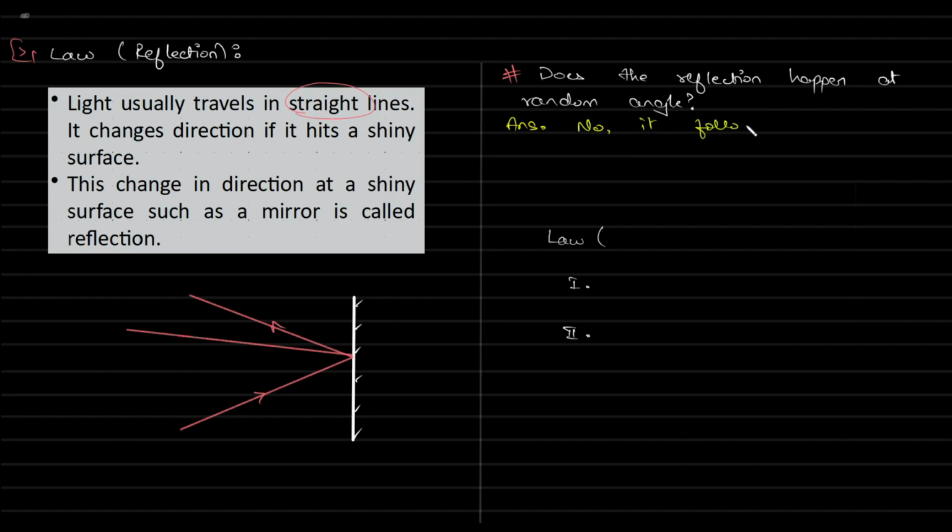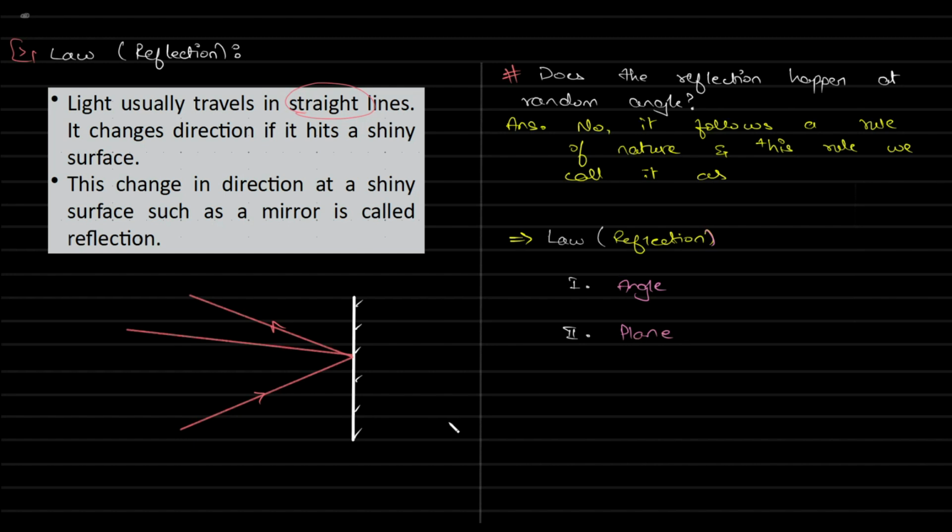It follows a rule defined by nature, and this rule we call it as, what is it? Law of reflection. So we have divided this observation of the reflection that is happening in nature into two parts. One is to do with angles, another is to do with a plane.